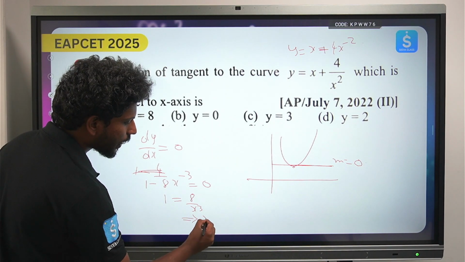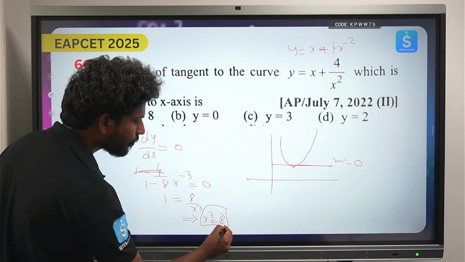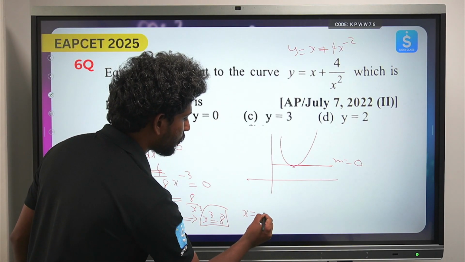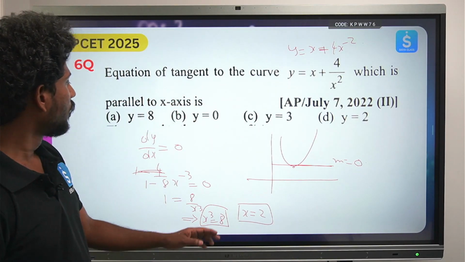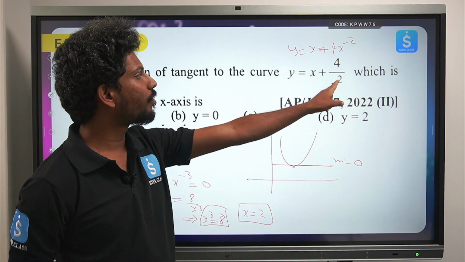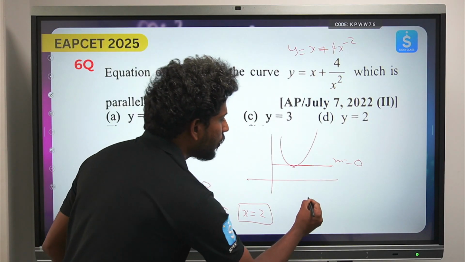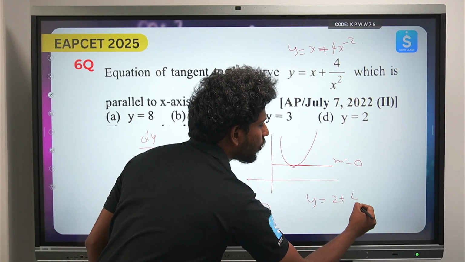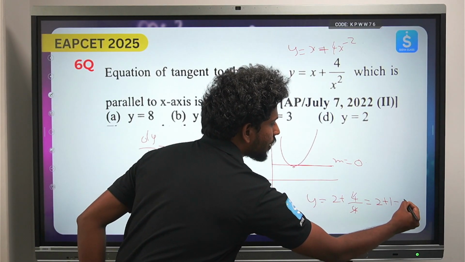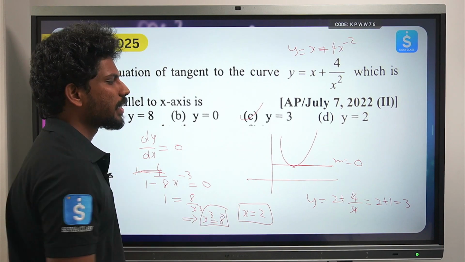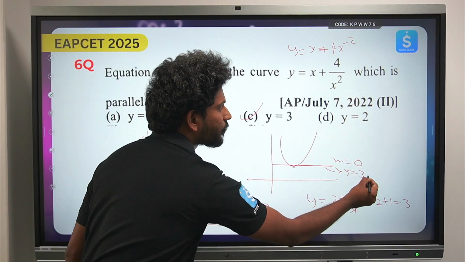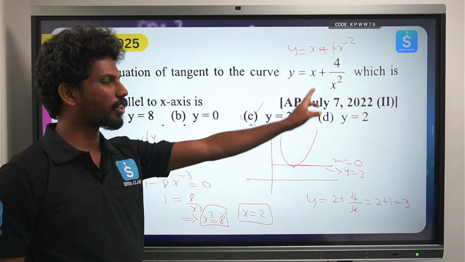So from here you can write x cube is equal to 8, x equals 2. Now the moment you write x equals 2 and substitute here, y is equal to 2 plus 4 by 2 square, which is 4 by 4. If you cancel, this will be 2 plus 1 which is equal to 3. So y is equal to 3 is the line which is exactly parallel to x axis. So this is the y is equal to 3 line. This is some sort of a random graph, it is not a precise graph.